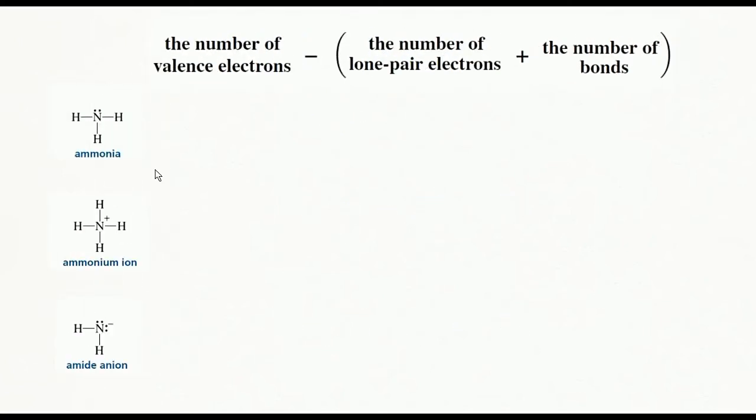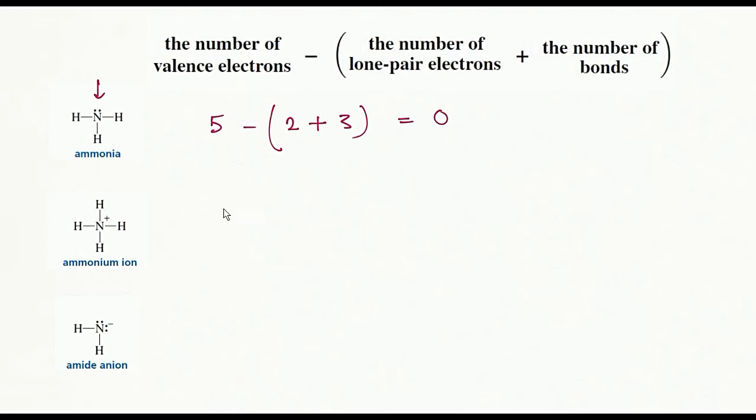Now let's calculate formal charge of nitrogen atoms in each of these species. Nitrogen is in group 5A of the periodic table and therefore has 5 valence electrons minus number of lone pair electrons. In ammonia, it is 2 plus the number of bonds. There are 3 covalent bonds. Therefore, the formal charge is 0.